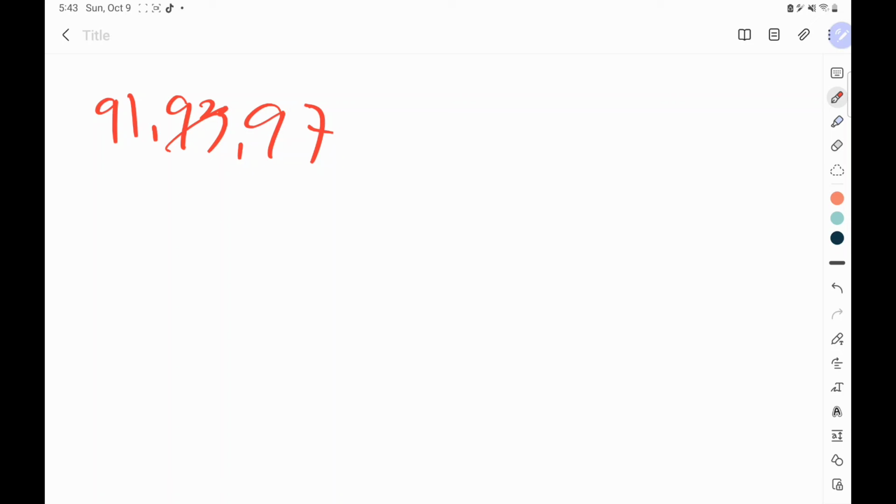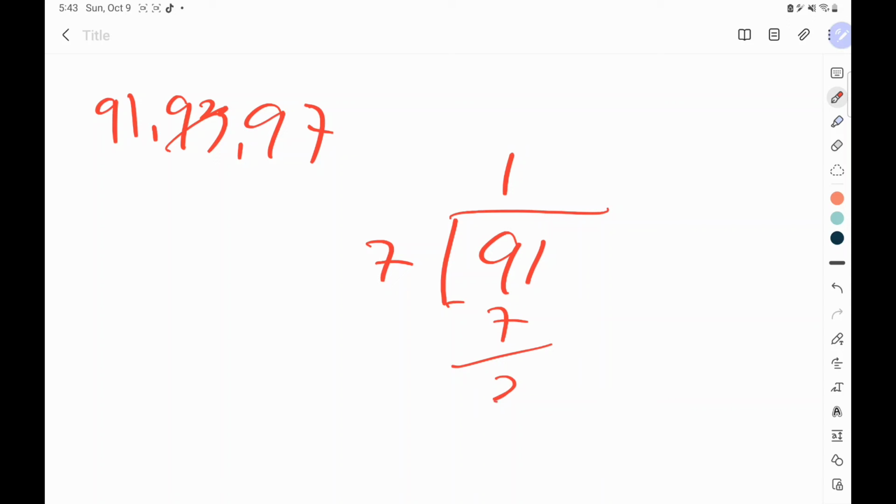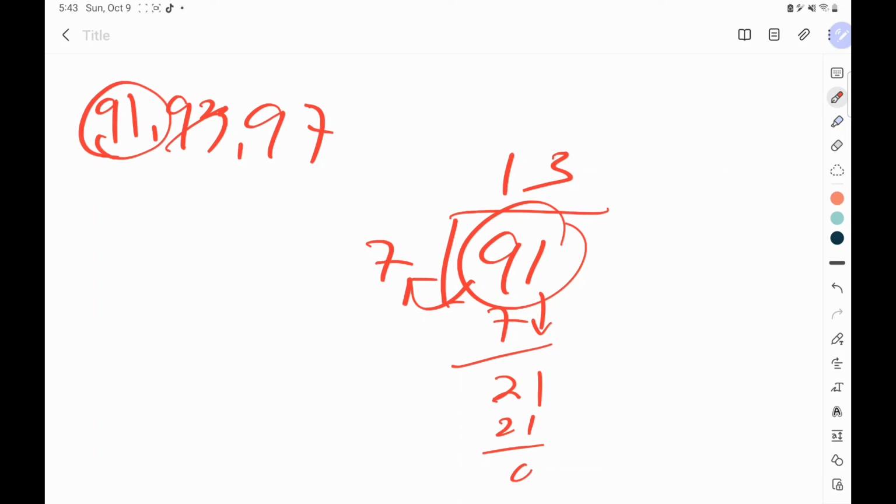Now, let us try the numbers that are divisible by 7. Alright? That's our last test. So, 91 divided by 7. 9 divided by 7 is equal to 1. 1 times 7 is equal to 7. Bring down, so 9 minus 7 is equal to 2. Bring down 1, and 21 divided by 7 is 3. 3 times 7 is equal to 21. Basically, 91 is divisible by 7. Therefore, 91 is not a prime number.